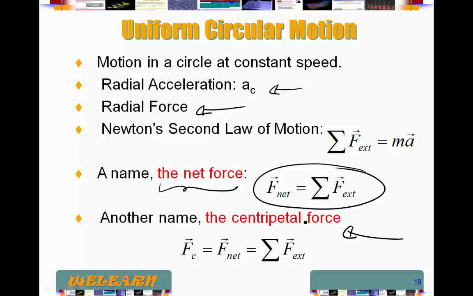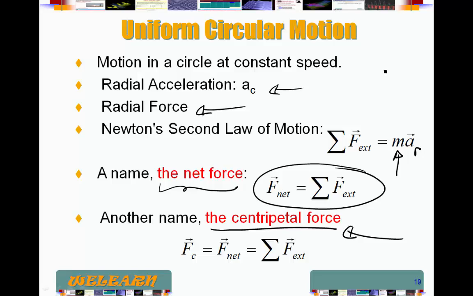Let me be clear about this. The term centripetal force is not referring to a new type of force. It's not a new force like normal force or weight or whatever. The term centripetal force refers to m times the radial acceleration, m a sub r. It refers to the radial force that's responsible for just changing the direction of the velocity.